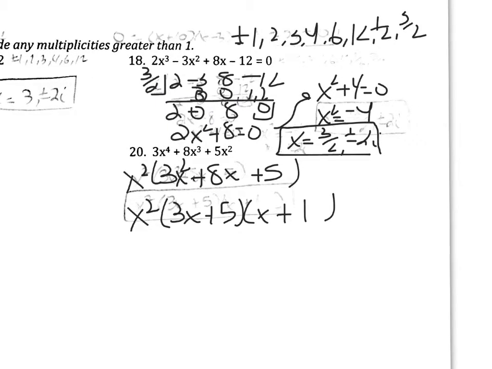Number 20, same deal, except this time I can take out an x squared, which I did. That left this. So I had to put a 3x and a 1x there because of the 3x squared. I have a 5. I had to put a 5 and a 1 somewhere, so I got to play with it to figure out if that's where it goes.